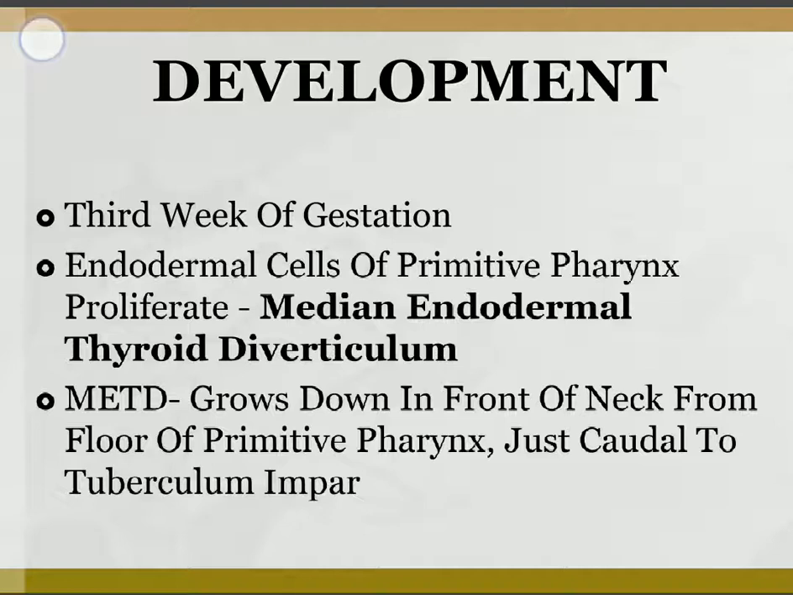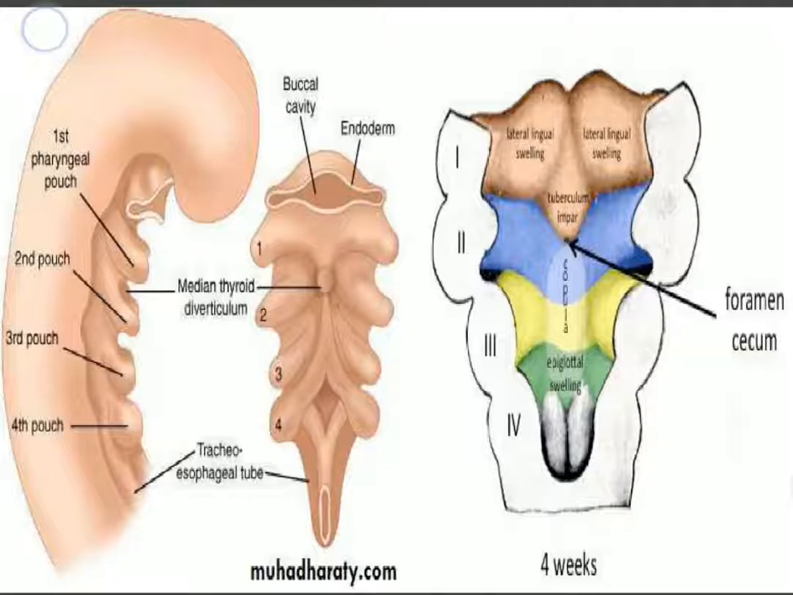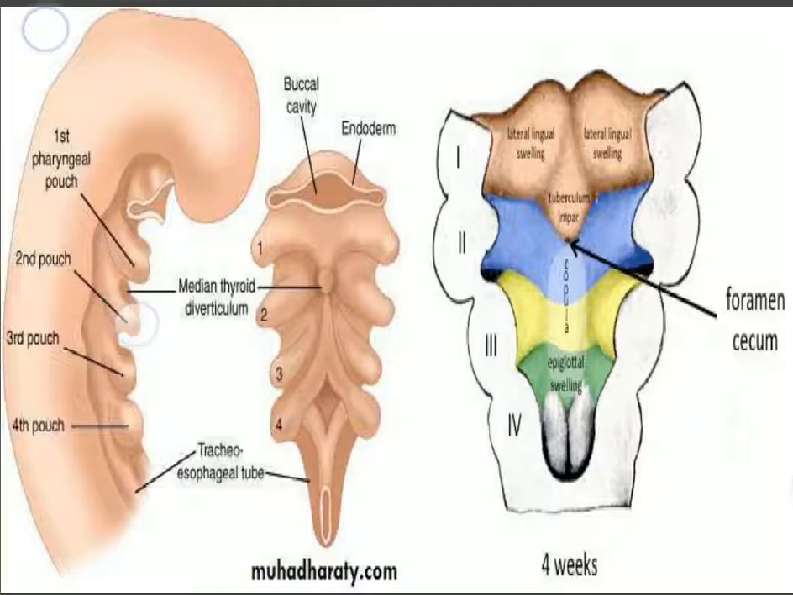Tuberculum impar is an embryonic swelling. It is situated in the midline of the floor of the pharynx and it forms the anterior part of the tongue. So you can see here, this is the second pharyngeal arch and this is the median thyroid diverticulum from which the thyroid gland develops.